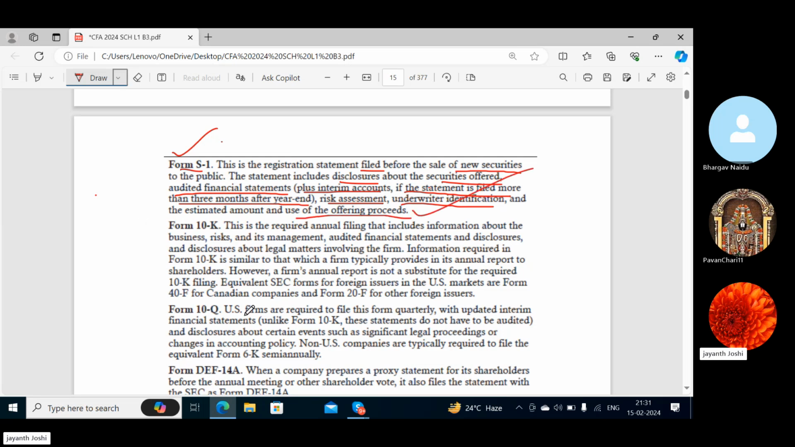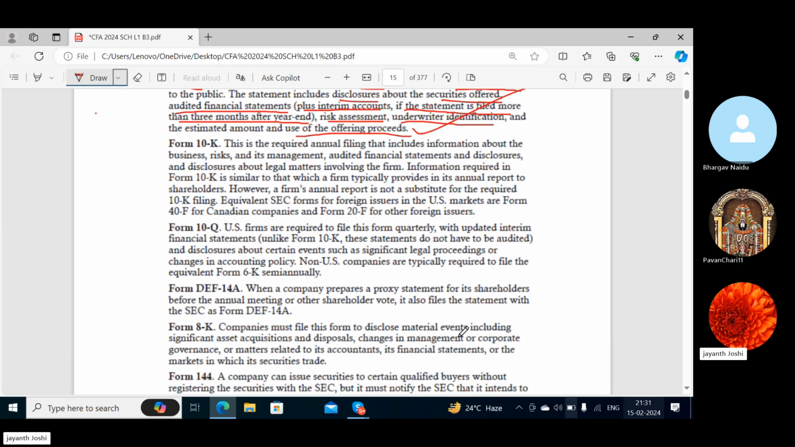Then they are going to share certain details under Form 10-K. This is the required annual filing that includes information about the business, its risks and its management. It is very much a required one, and includes information about what kind of business the company is doing, what kind of risks they have, and details about the management. Audited financial statements and disclosures about legal matters involving the firm, any litigation they are involved in, or if anyone has filed any complaint or any kind of case against them.